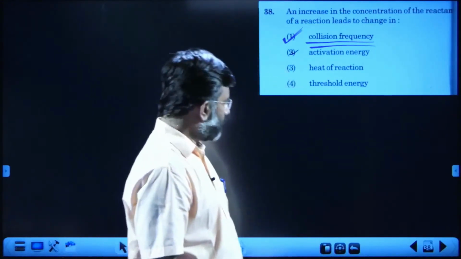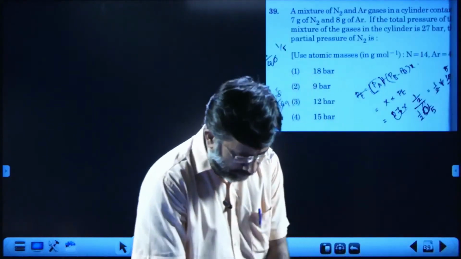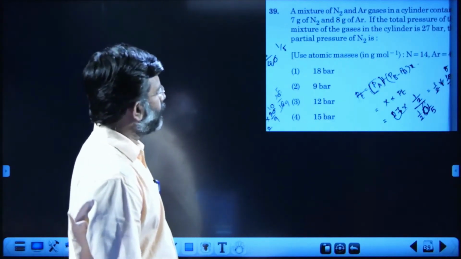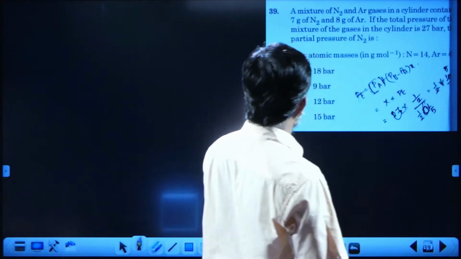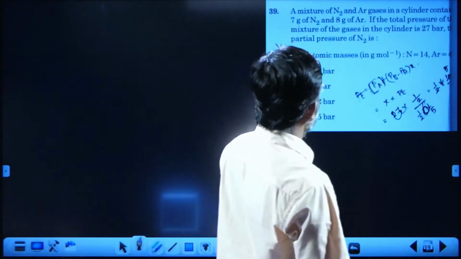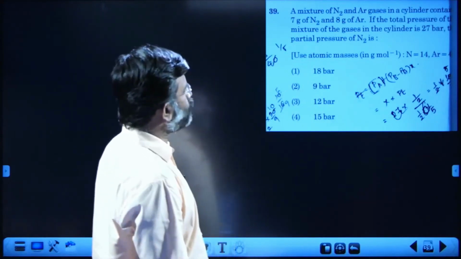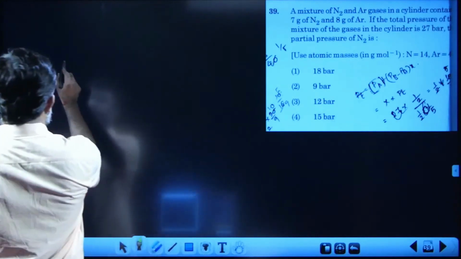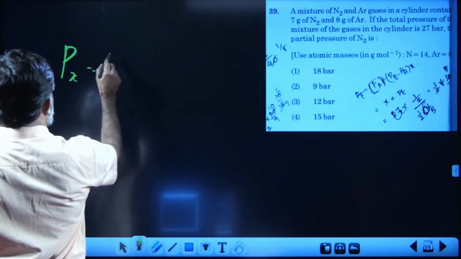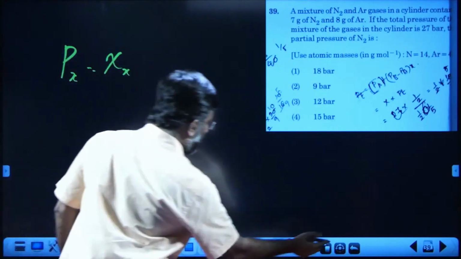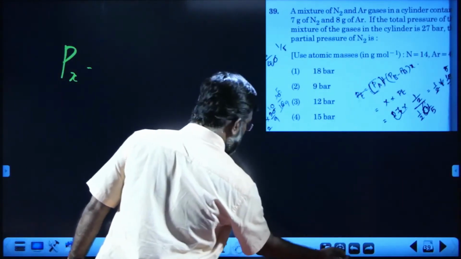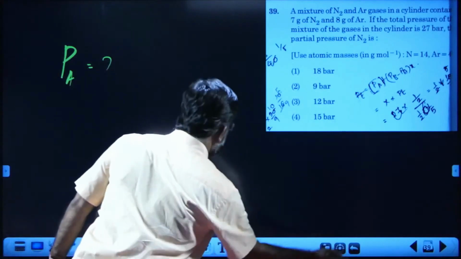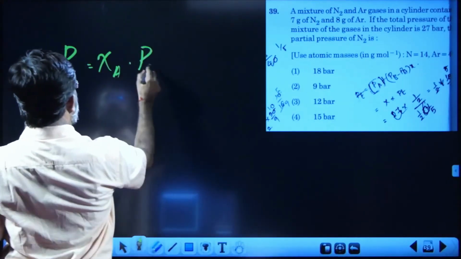Question number 39. A mixture of N2 and argon gases in a cylinder contains 7 gram nitrogen and 8 gram argon. If the total pressure of the mixture of the gases in the cylinder is 27 bar, the partial pressure of nitrogen is. Another simple problem: partial pressure of A is equal to mole fraction of A into total pressure.